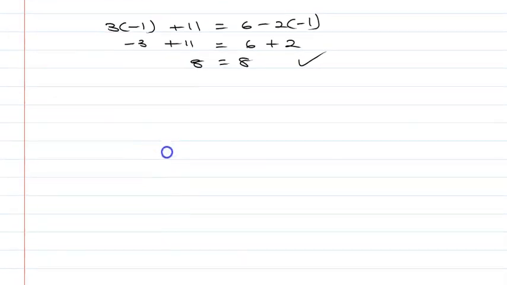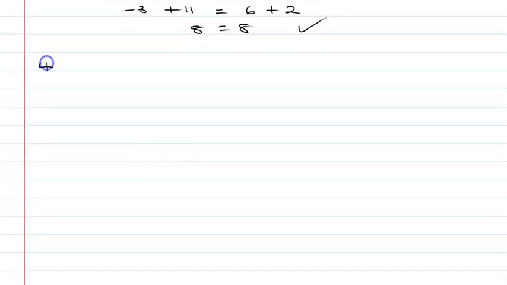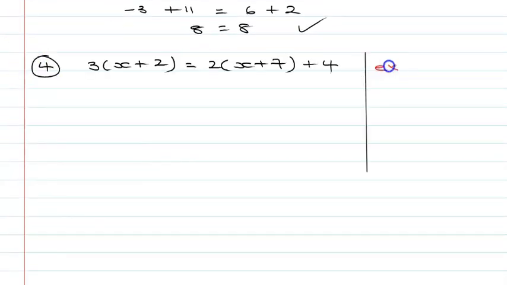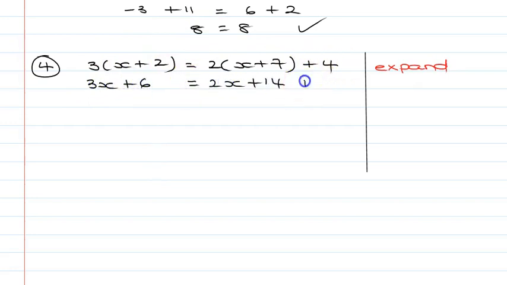Okay, finally I'm going to do an example that involves brackets. Okay, because there are brackets on both sides, I'm actually going to expand the brackets. So expanding gives me 3x plus 6 equals 2x plus 14, and then I have this plus 4 as well. I can simplify the right-hand side because I've got numbers that both can be added together. So I'm left with 3x plus 6 on the left and 2x plus 18 on the right. I can now start solving.